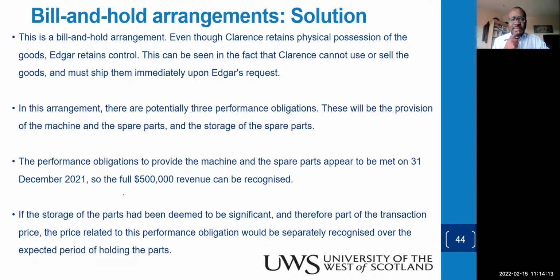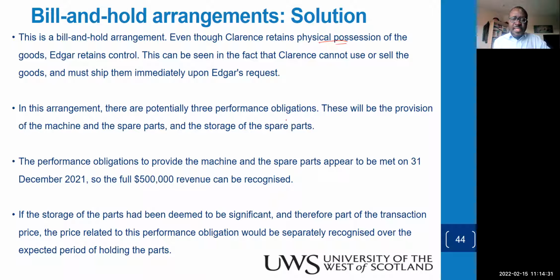So it's a bill and hold agreement. Yes, the supplier retains physical possession, but the control is in the hands of the customer, Edgar. We can see this in the fact that Clarence cannot use or sell these parts, and he must ship it immediately upon request by the customer.